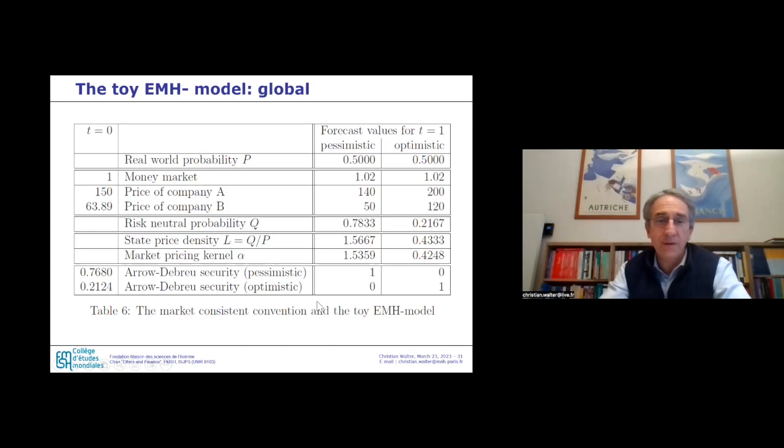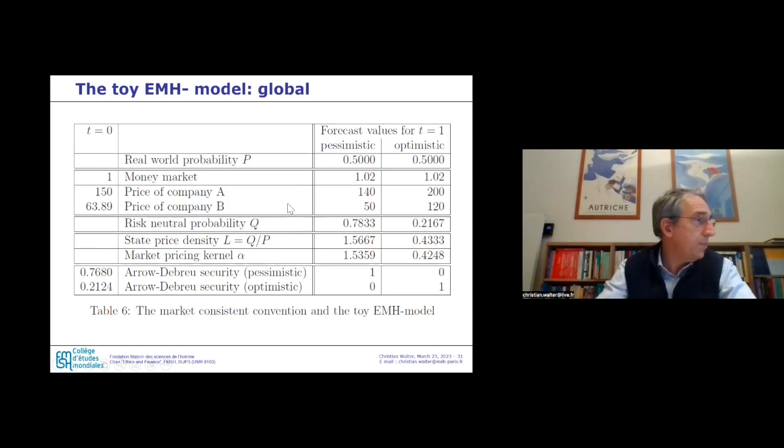And this is, at the end, the result of the toy EMH model, to be able to understand exactly the correspondences between Q, P, L, alpha, arbitrage-free securities, the price, the economy, and the risk-free markets. That means the correspondences between the old framework of KPM and the new framework with risk-neutral pricing.